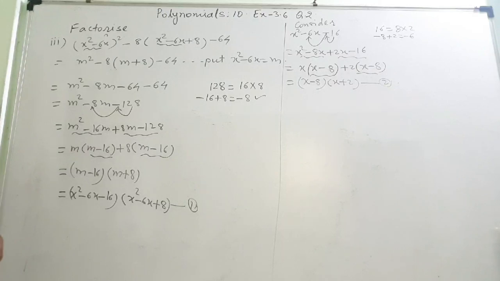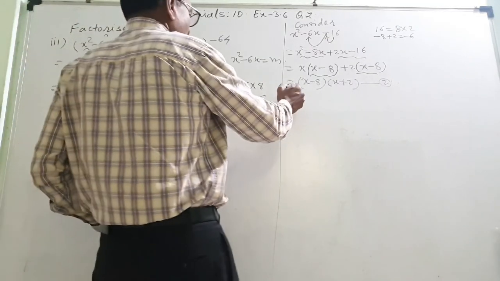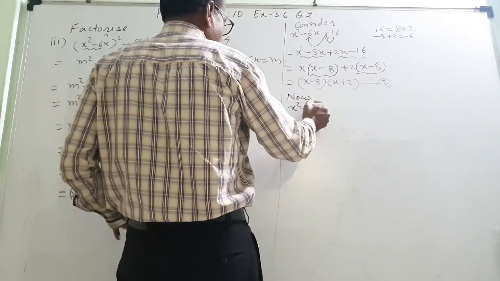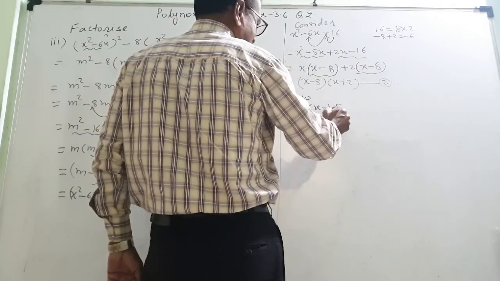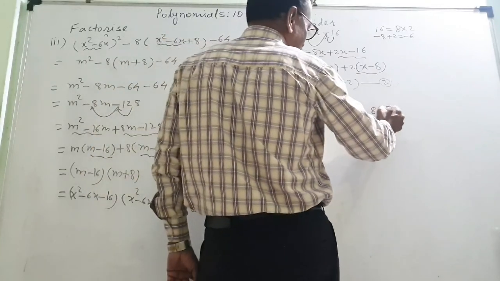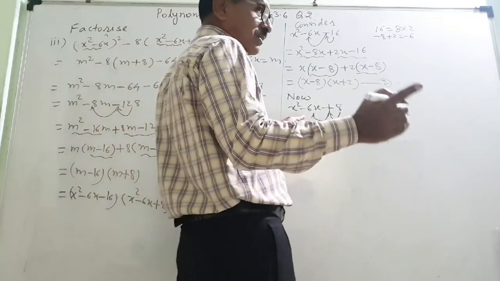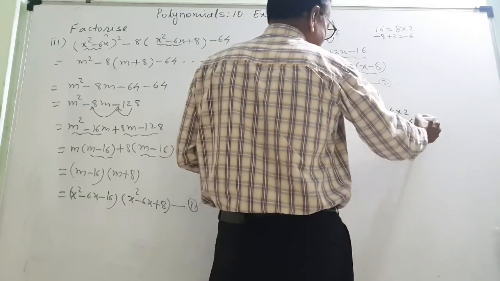Now I will take the third one. This one. Now x square minus 6x plus 8. Find the factors of 8 such that their addition is 6. Addition I want to do. So 8 is equal to 4 into 2. Addition should be minus 6. Addition means both should have the same sign. So minus 4 and minus 2 will be minus 6.